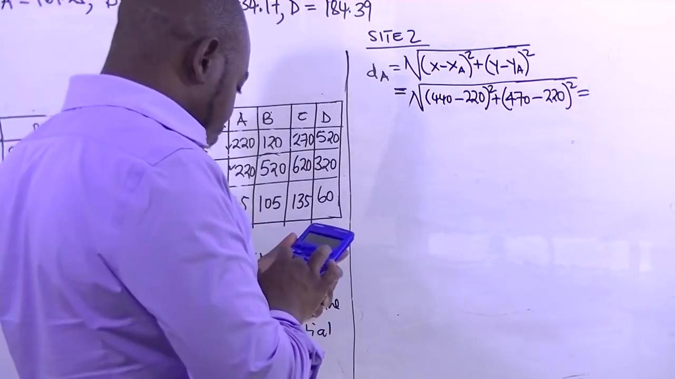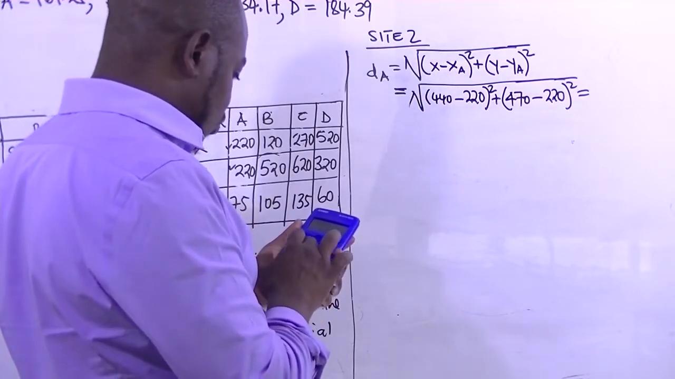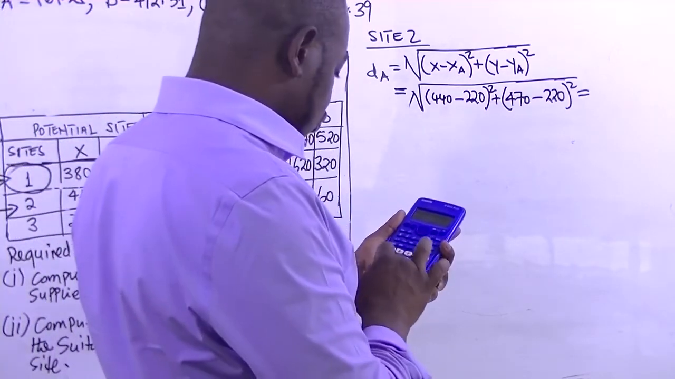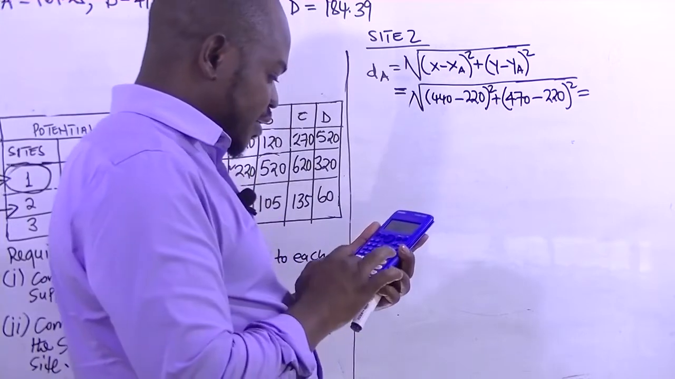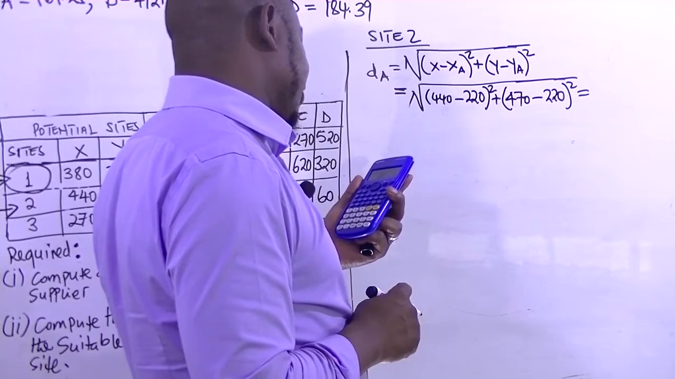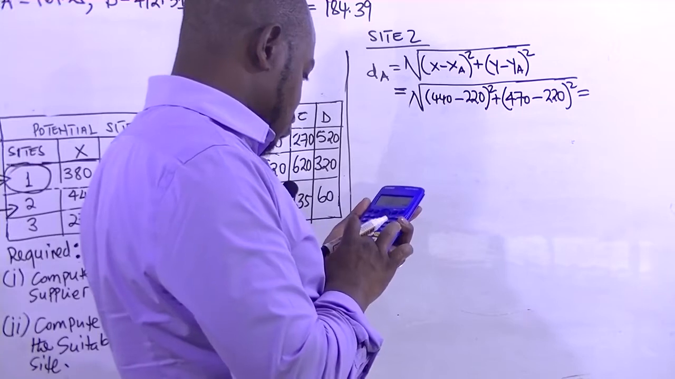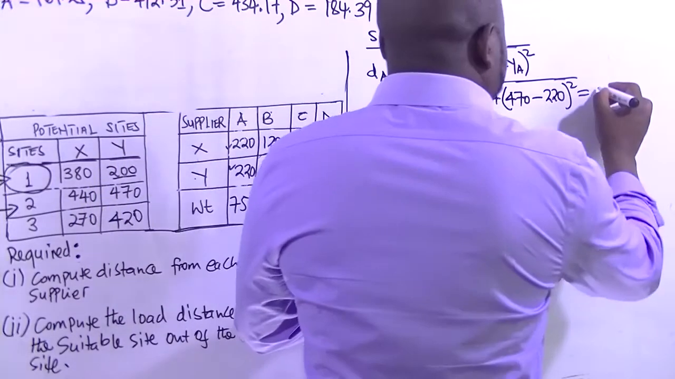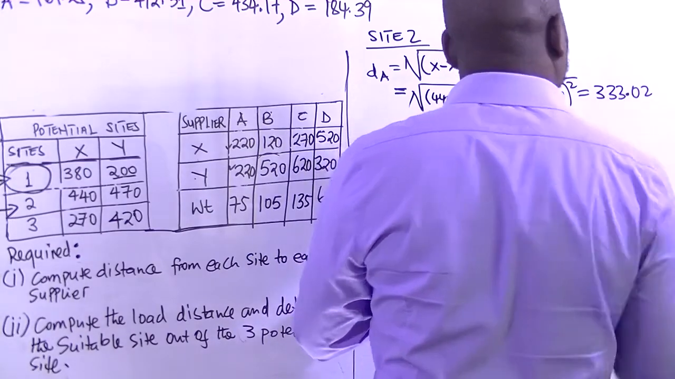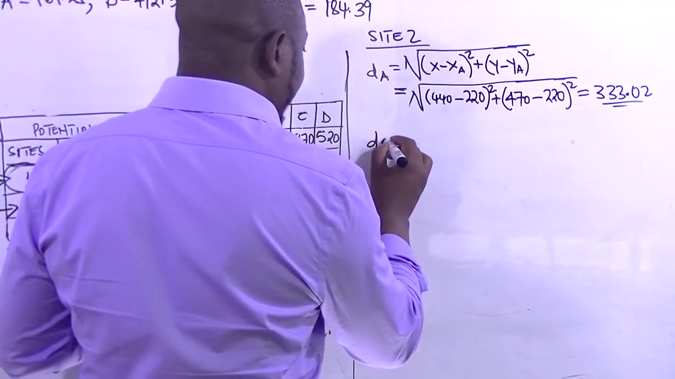Open brackets, 440 minus 220, close, squared, plus open brackets 470 minus 220, close bracket squared. This gives me 110,900. Square root of this, what do I obtain? I obtain 333.02, two decimal places.